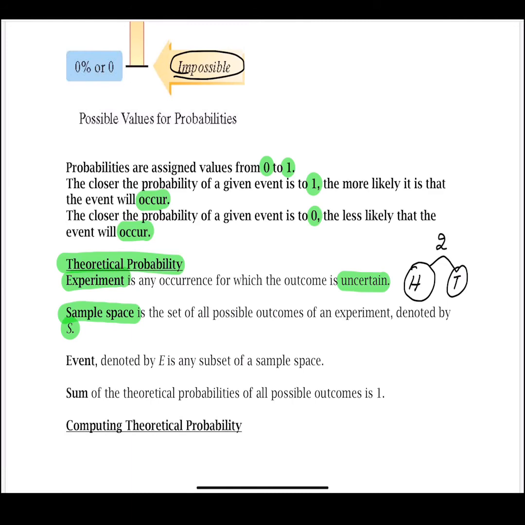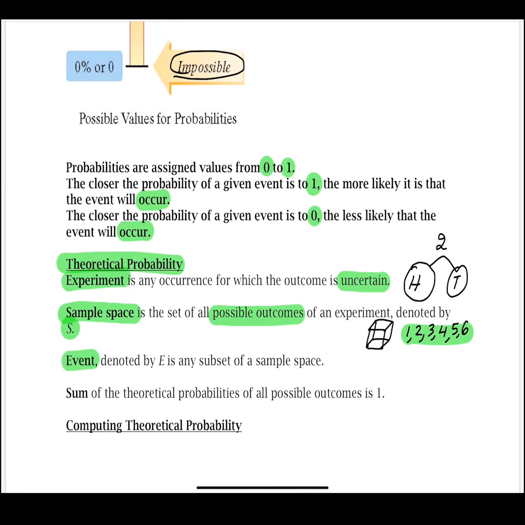If you roll a dice, so let me try drawing a dice here. If you roll a dice, bingo. If you roll a dice, what can happen? You can get a 1, you can get a 2, you can get a 3, you can get a 4, you can get a 5, you can get a 6. So your sample space here is 6. Do you see that? So the sample space is all possible outcomes of that experiment.